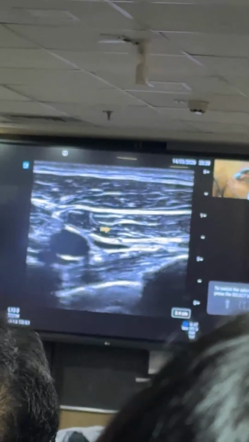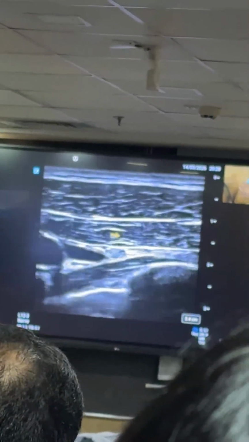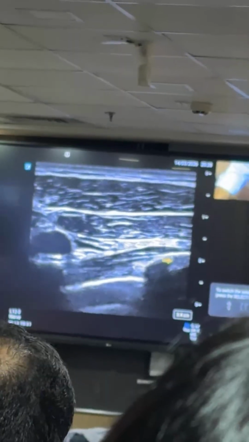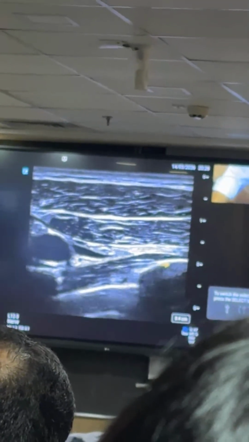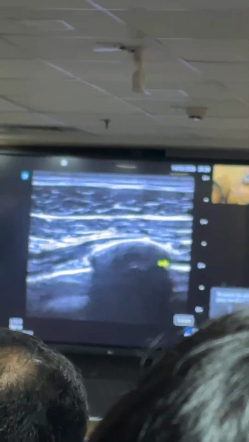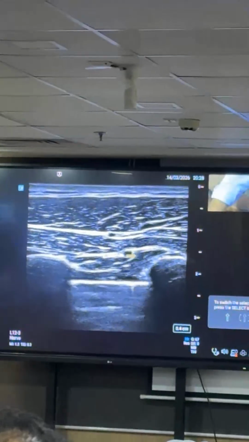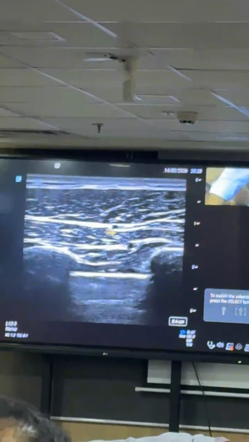Okay, so if you just move the probe right here, below the pec minor, I can see there is a rib, the second rib. You can see there. I'm just moving my probe right there. There's the third rib.